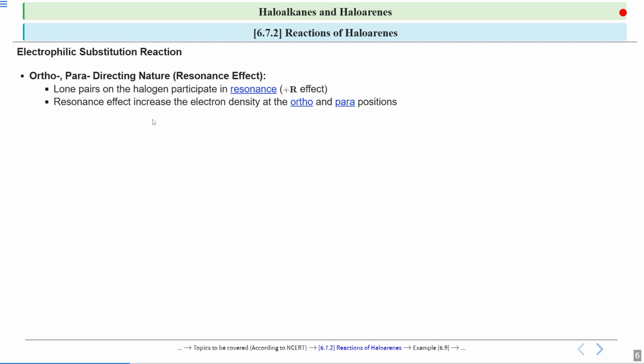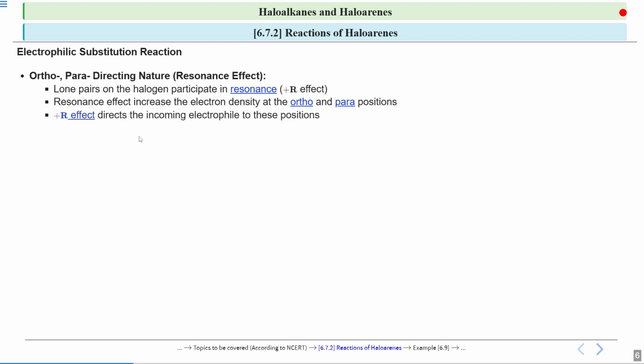The resonance effect increases the electron density at the ortho and the para positions. Specifically, if you draw the resonance diagram or resonating intermediate structures, you can easily see that due to the resonance effect, the electron density will increase at the ortho and para positions of the benzene ring. That is the main reason why halogens are ortho-para directing. Still, they are deactivating, but they are ortho-para directing because their lone pairs participate in the resonance, that's the plus R effect, and due to this the electron density is increased at the ortho and para positions of the benzene ring.